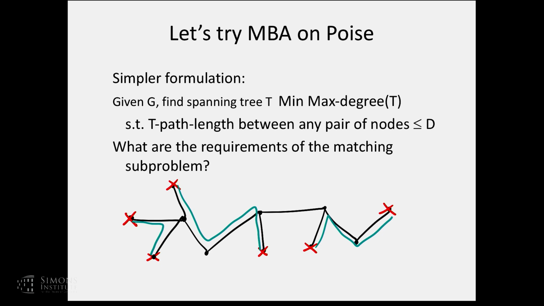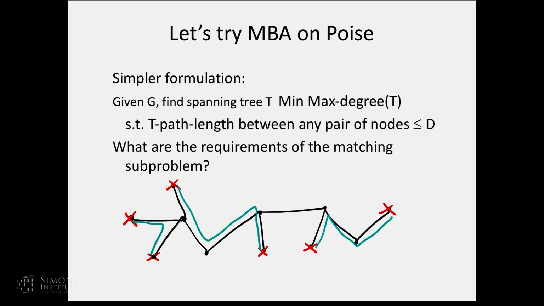Given a graph, I want to find a tree of minimum poise. One way of defining poise, which is more general than that, is to find me a tree where the path length between any pair of nodes in the tree is at most some bound d, and you minimize the maximum degree of the tree. It's the same thing. Instead of summing, I put a bound on one.